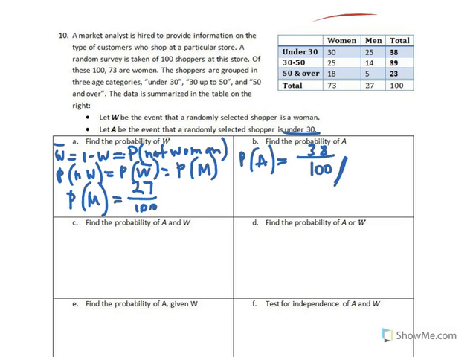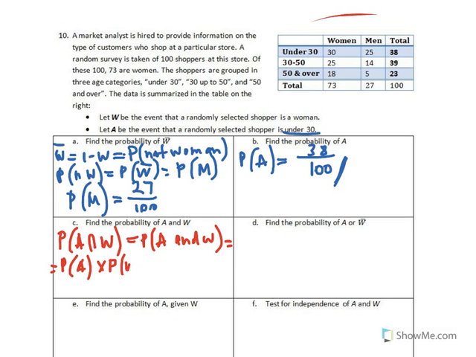Question C. Find the probability of A and W. Now, the probability of A and W, again, this is the intersection, that's how it's written. It's the same as the probability of A and W, A intersect W. Alright, so the probability of A and W will be equal to the probability of A times the probability of W.